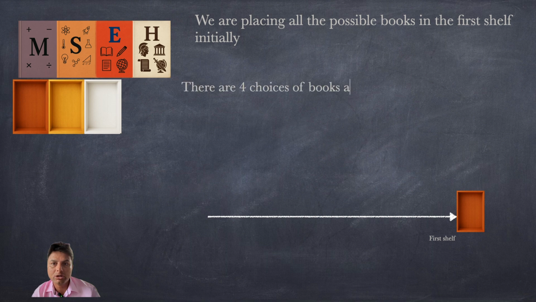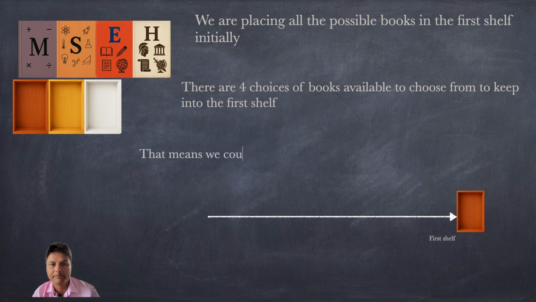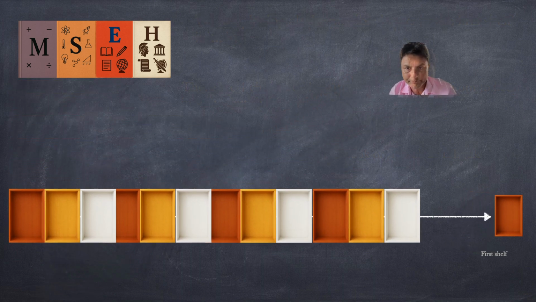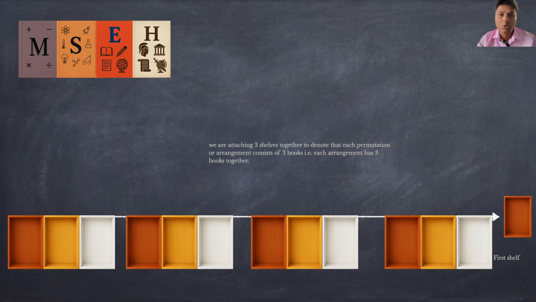We are placing all the possible books in the first shelf initially. There are 4 choices of books available to keep into the first shelf. That means we could choose either M book or S book or E book or H book for the first shelf initially. Here we are attaching 3 shelves together to denote that each permutation or arrangement consists of 3 books. That is, each arrangement has 3 books together. We will understand it later.